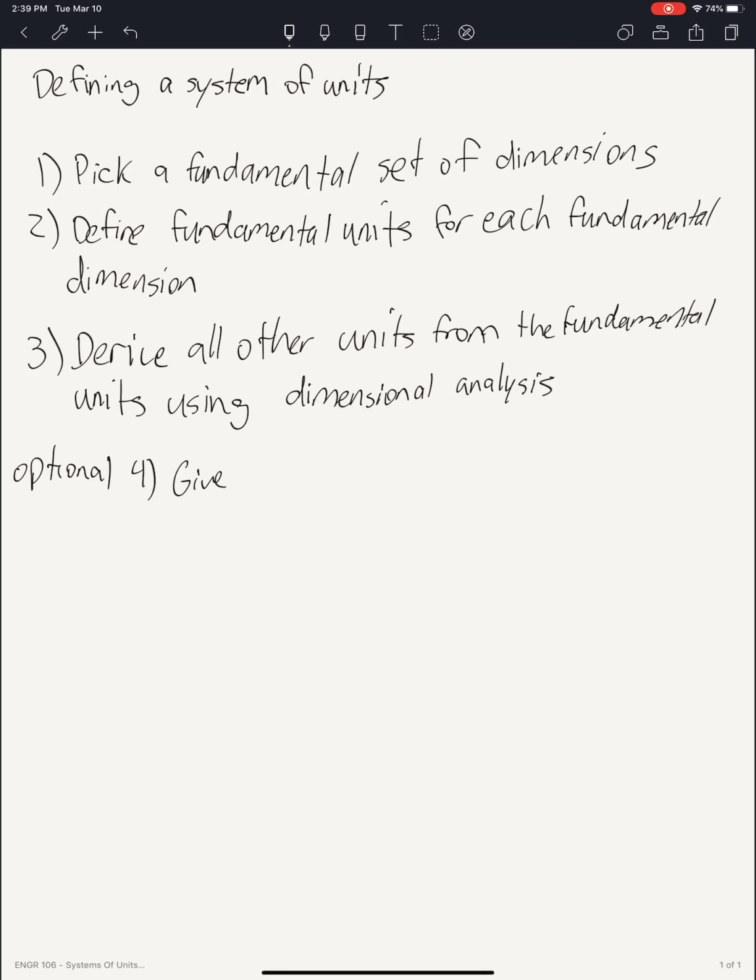So there's an optional step 4. Give other standard units a name.